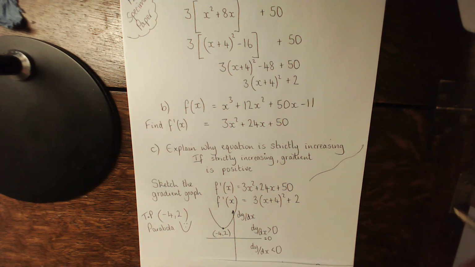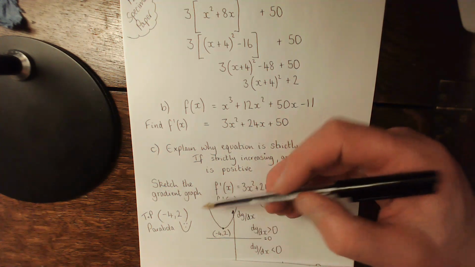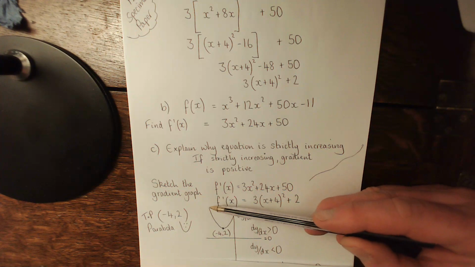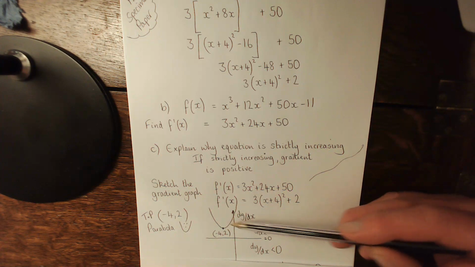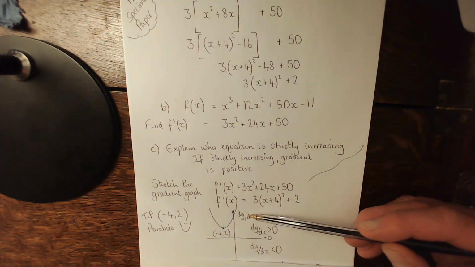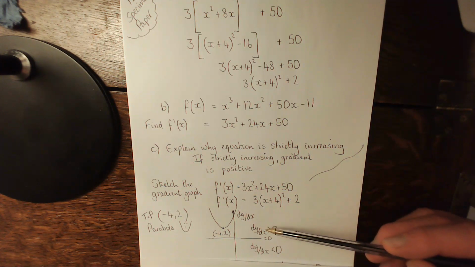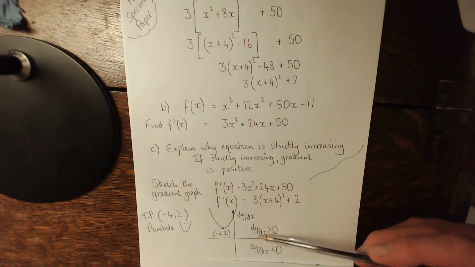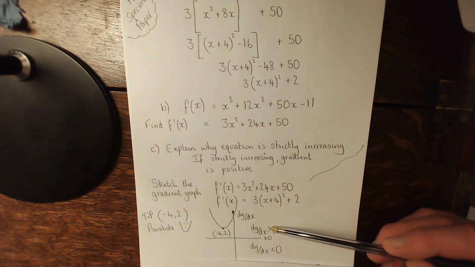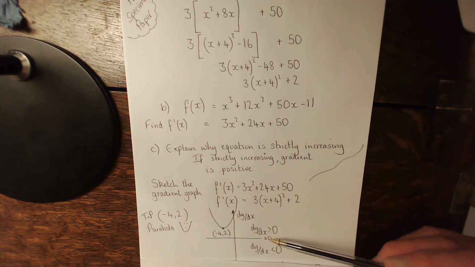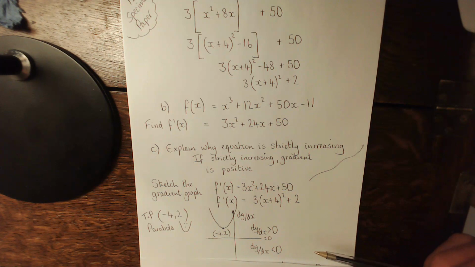So what does that allow me to do? I can plot my minus 4 and 2 on my parabola. I know that it's a smiley face. It's a gradient graph, so my y-axis has got the gradient on it. Anything above the x-axis shows that I've got a positive gradient. Anything below shows I've got a negative gradient. And anything on the x-axis shows I've got a gradient of 0.